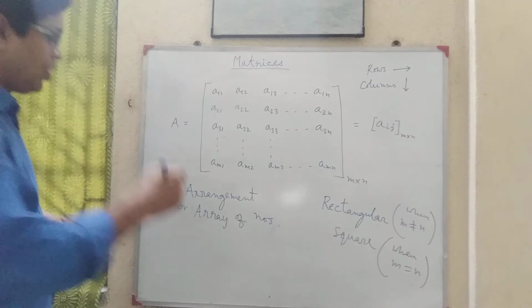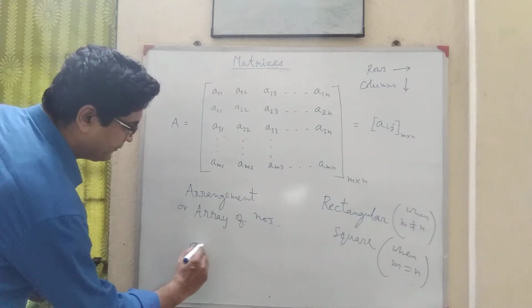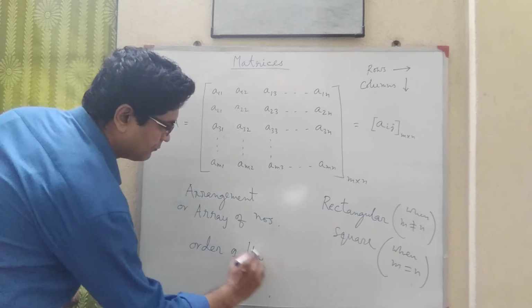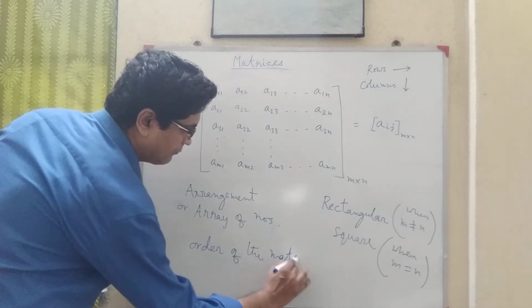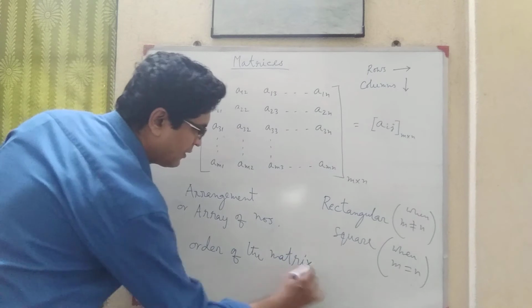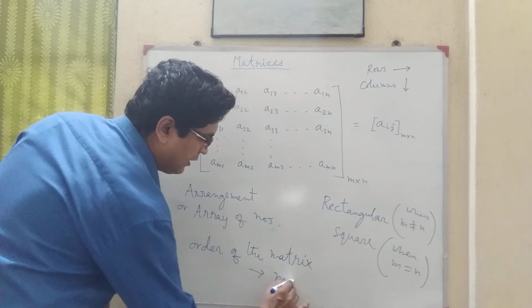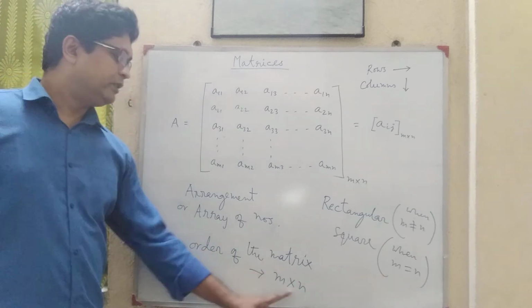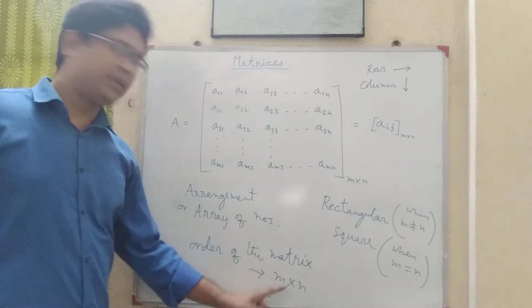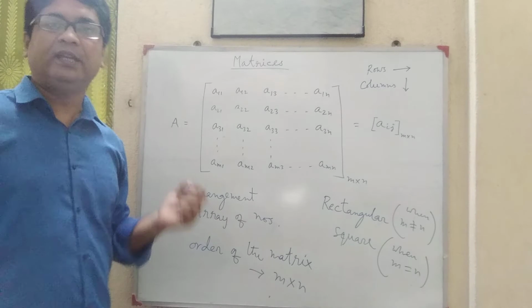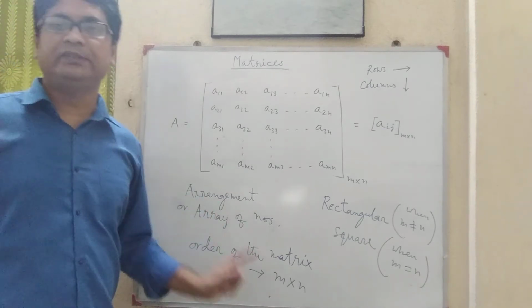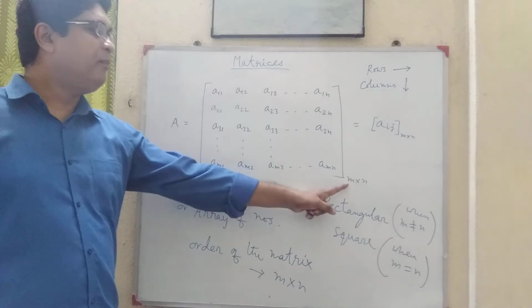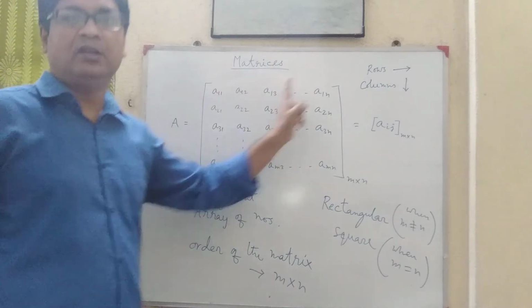That is, order of the matrix is m. Though we write m into n, this is expressed by saying m by n. The order of the matrix is m by n. That means m rows and n columns.